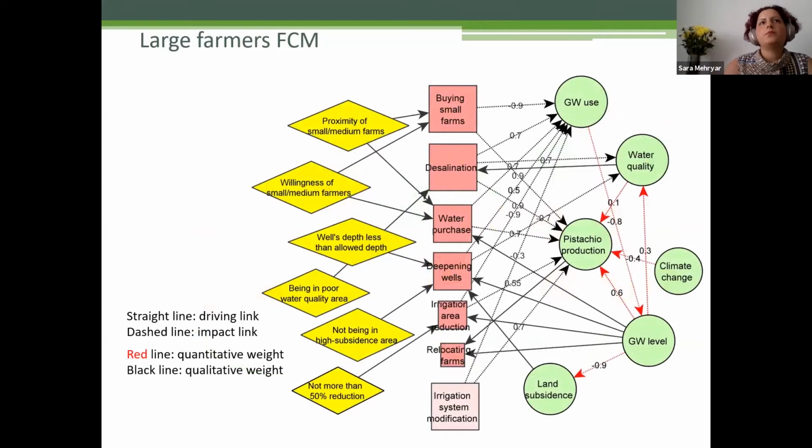So this is, for example, an aggregated map of the large farmers, in which you can see the different actions that are taken by the group of large farmers. For example, they start to buy small farms, they install desalination because the quality of water is not really good. When the water level goes down, the quality of water gets poor. So they install desalination, they start to buy water from the other farmers, they start to deepen their wells, and so on.